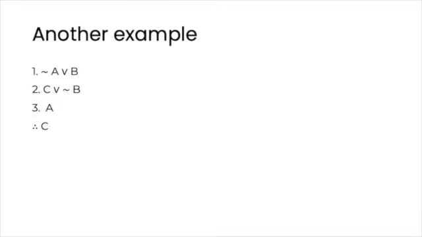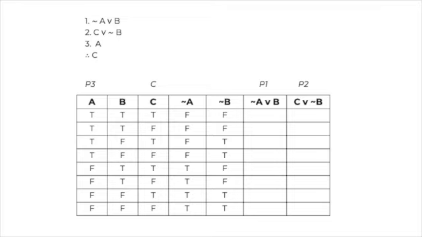Now let's do another example. Determine whether this argument is valid. To do so, we make a truth table and assign a column to each of the premises. Premise 3 is A, which is our first column, and the conclusion is C, which already occurs as our third column. I already filled the columns for not A and not B, and I'll let you fill in the rest of the table. So if you want, pause the video while you work through the truth table.